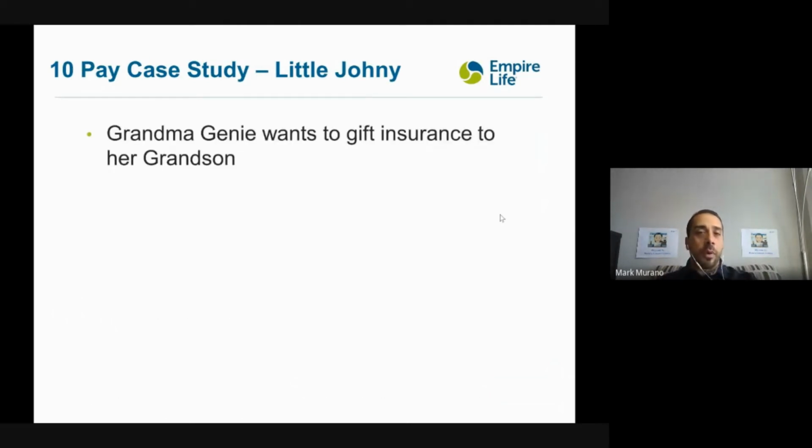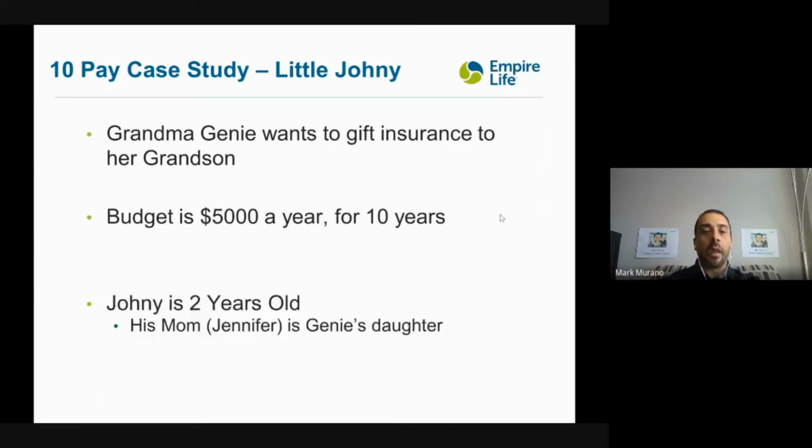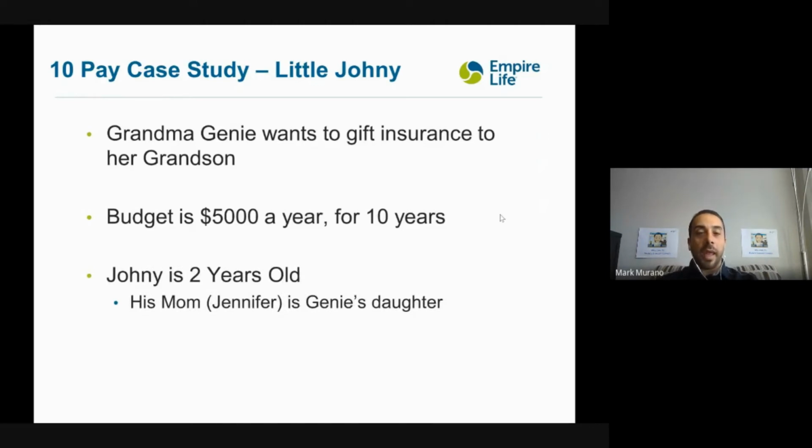So little Johnny's grandmother is Jeannie. Jeannie loves little Johnny and wants to give the gift of insurance to her favorite grandson. In this case, we have a healthy budget of $5,000 a year for 10 years. Little Johnny is 2 years old, and Johnny's mother is Jennifer. Jennifer is Jeannie's daughter. So I just want to make sure we know all the parties in this particular situation.